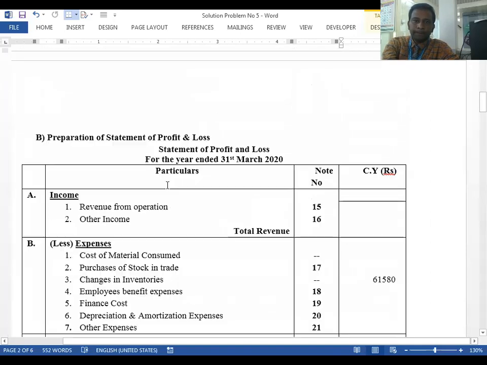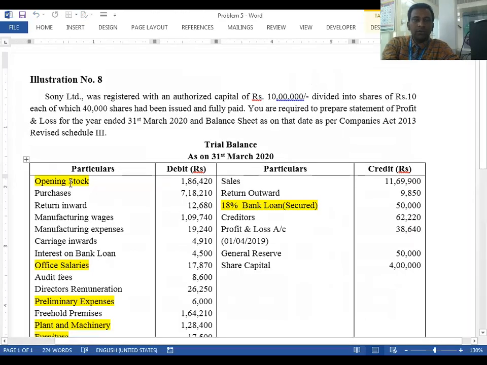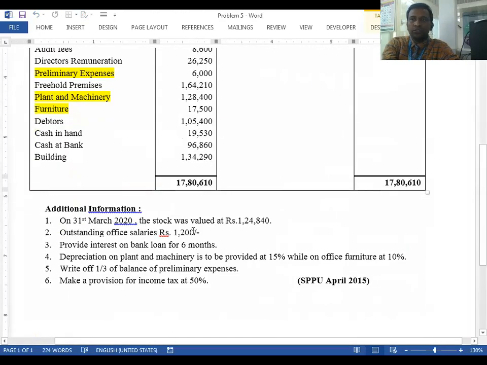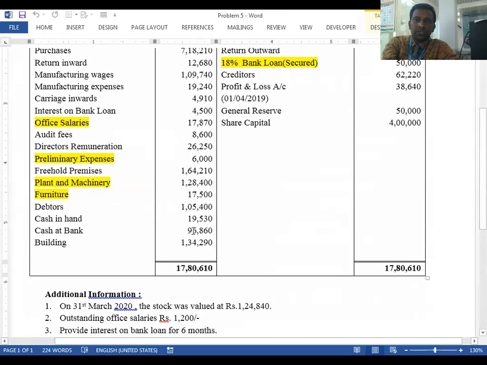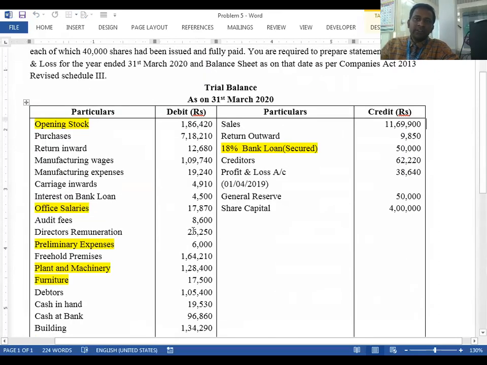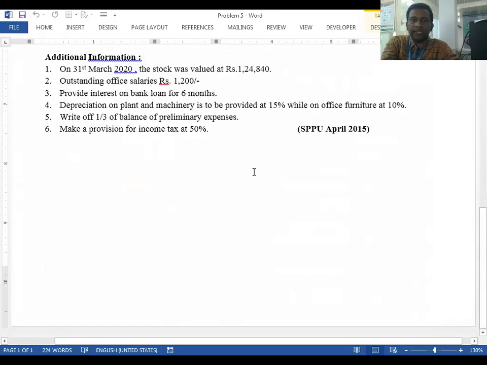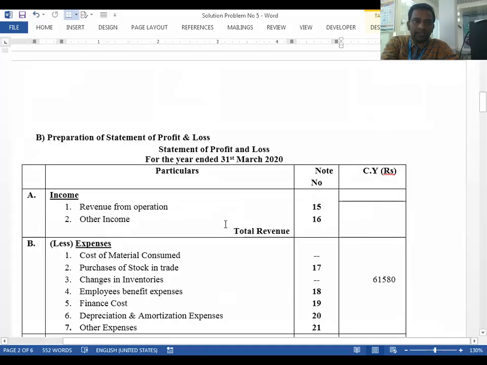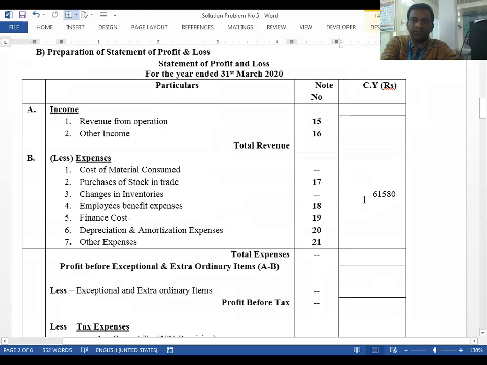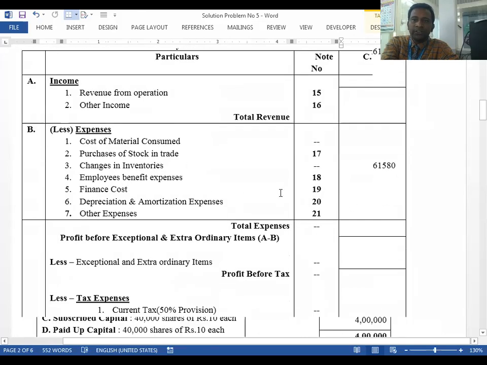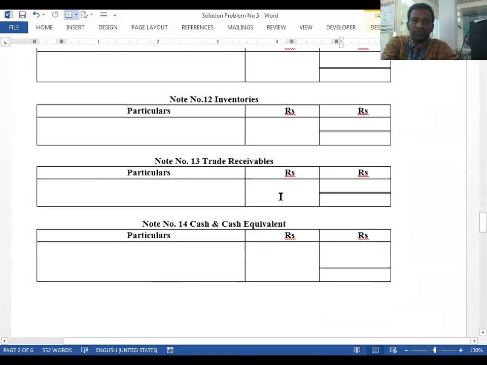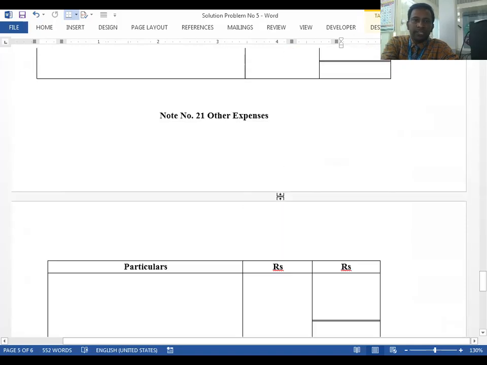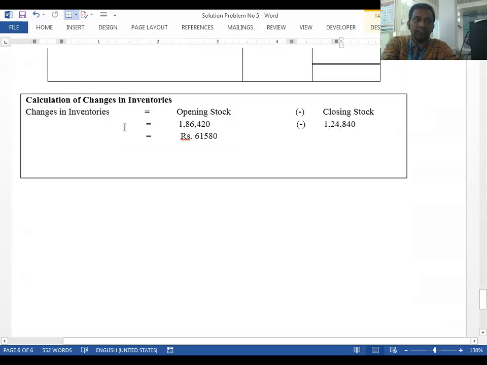Similarly, after that we discussed the opening stock and closing stock. The difference between opening stock and closing stock is called the change in inventory, and it is written in the profit and loss account like this. So how to calculate change in inventory? We prepare one working note to find out the change in inventories. Calculation of change in inventory.